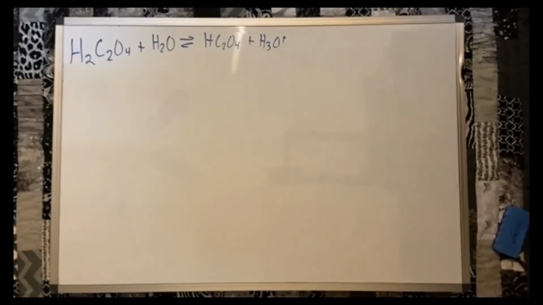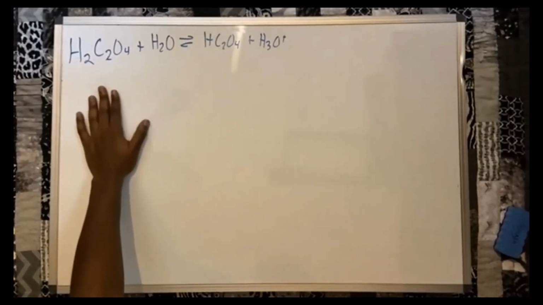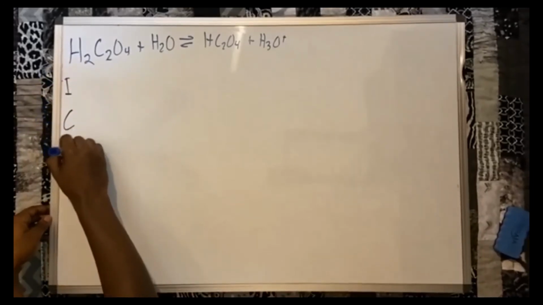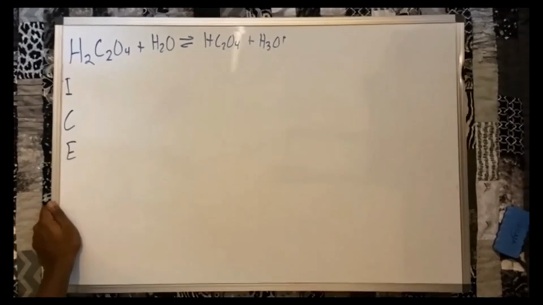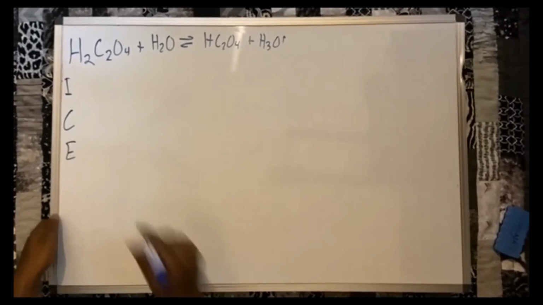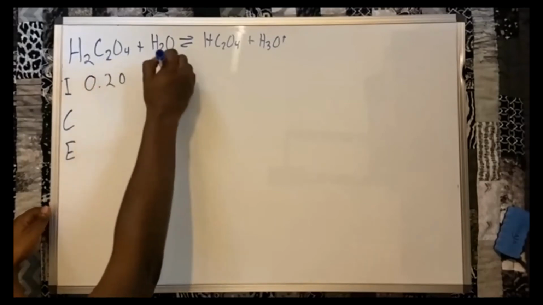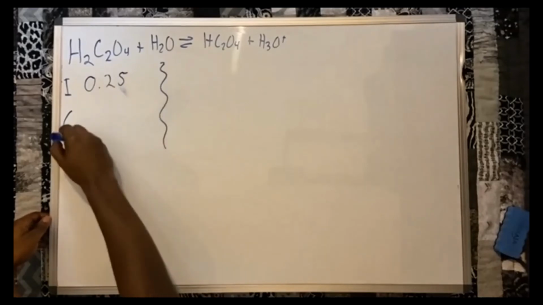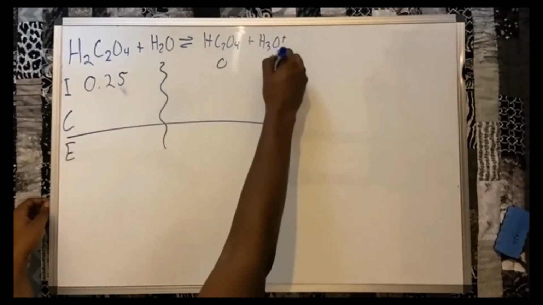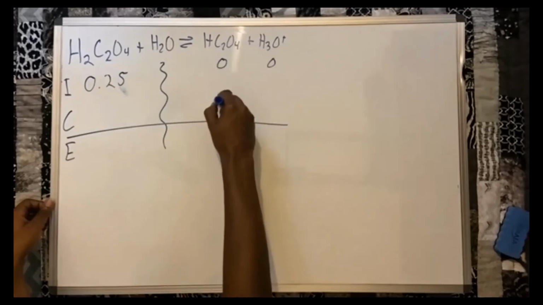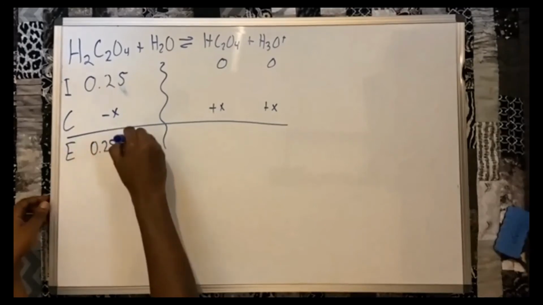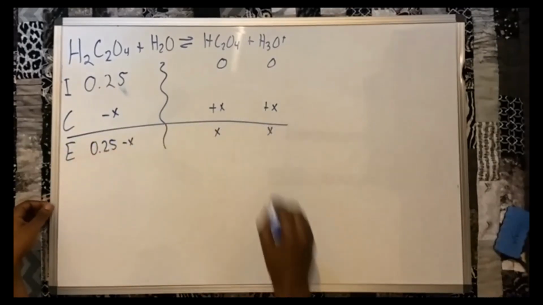Can you see that? Okay, good. So this is our first step. We'll treat this like a normal ICE table problem. So I, C, E. We've got our initial amount of 0.25, then 0, 0. Same thing, plus x, plus x, and solve for x. Easy, right?